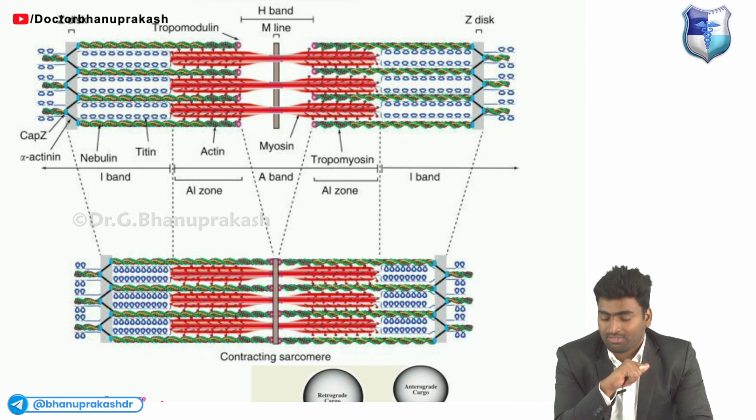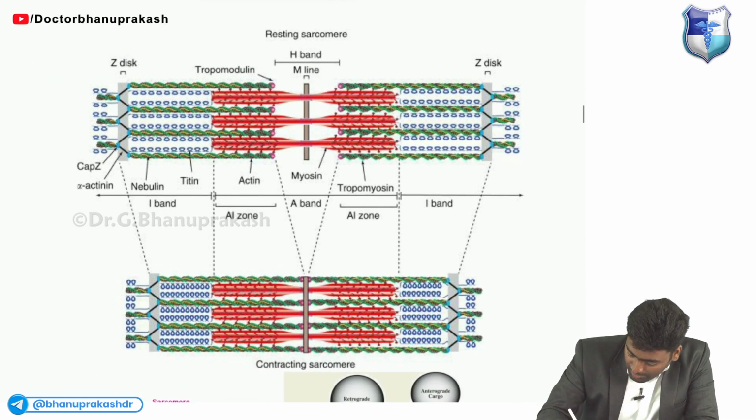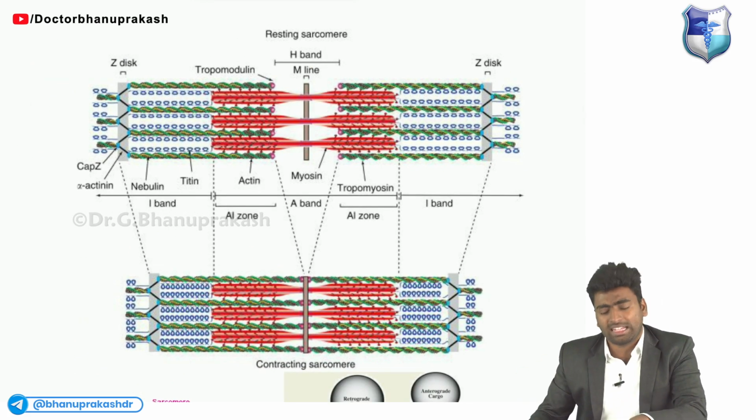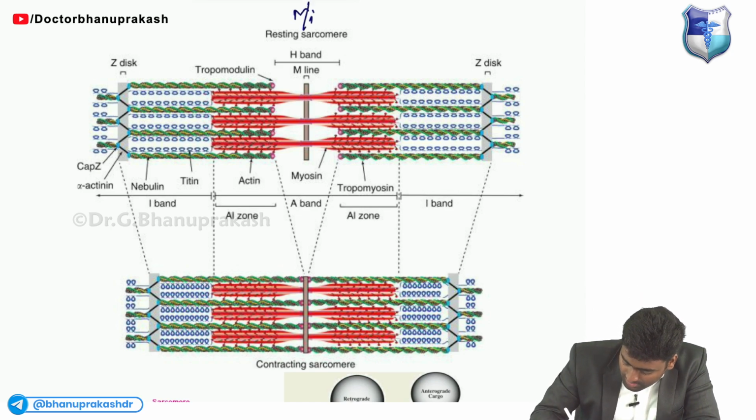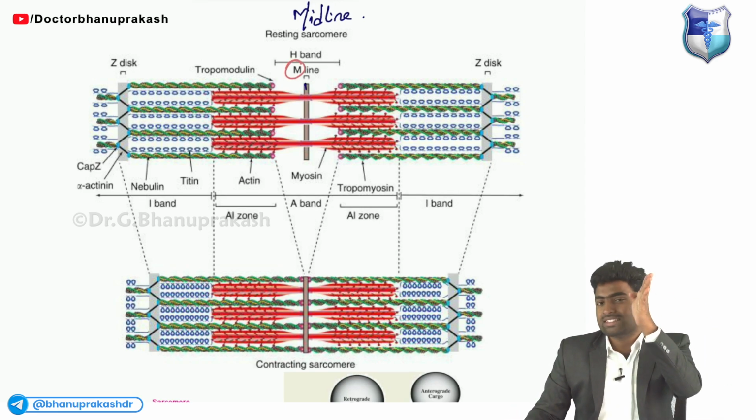Okay, first we'll understand what this sarcomere is and how it looks. Remember, the midline, the thing which is in the middle, is the M line. So the M line is the midline.